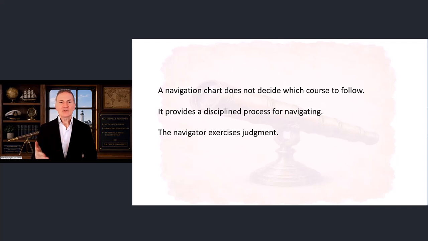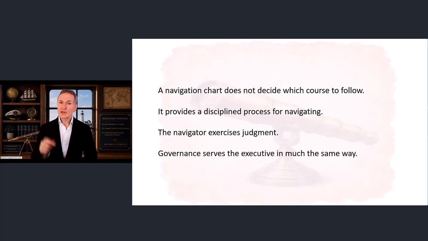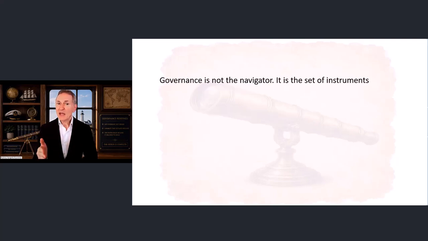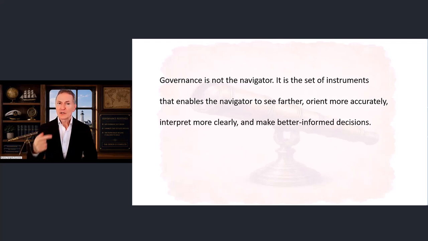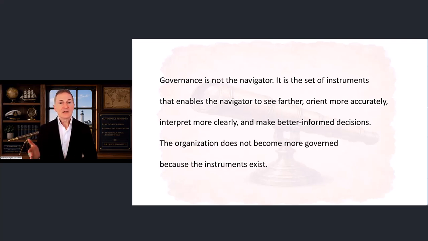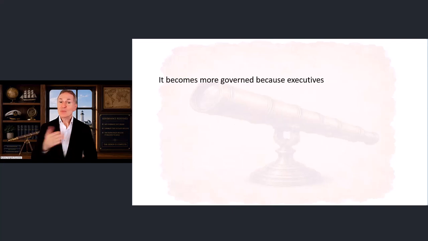The navigator exercises judgment. Governance serves the executive in much the same way. Governance is not the navigator. It is the set of instruments that enables the navigator to see farther, orient more accurately, interpret more clearly, and make better informed decisions. The organization does not become more governed because the instruments exist. It becomes more governed because executives intentionally learn to use them.